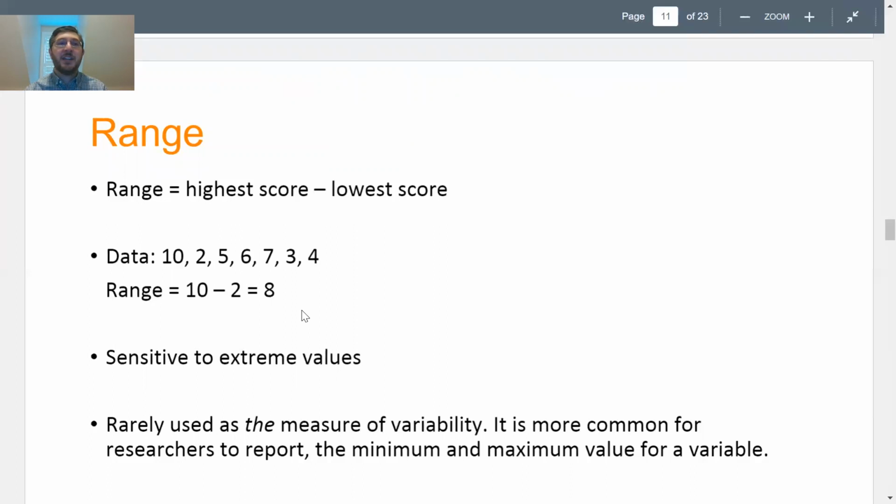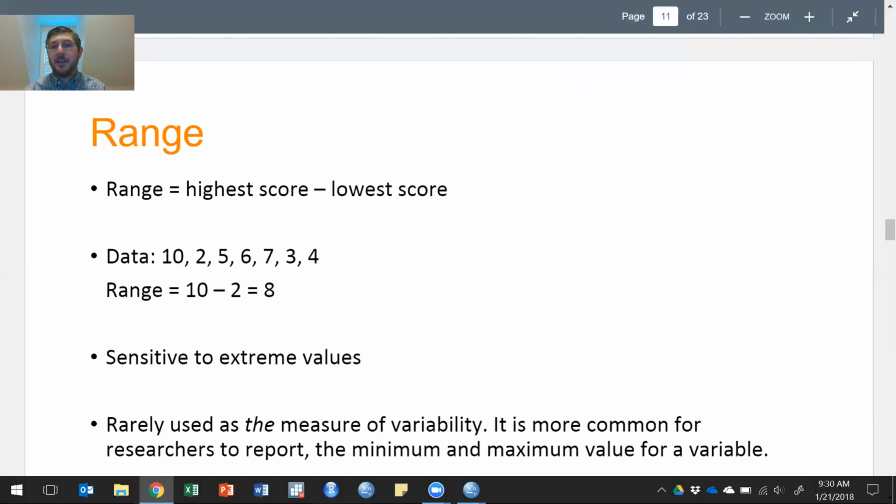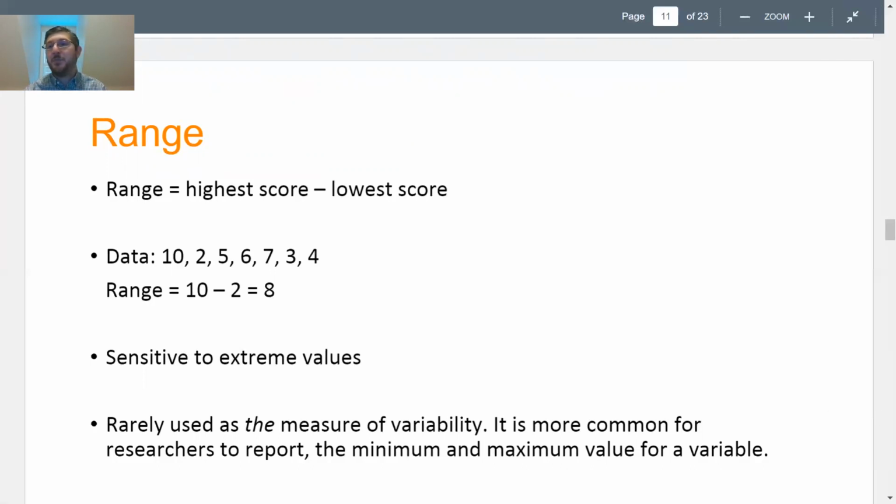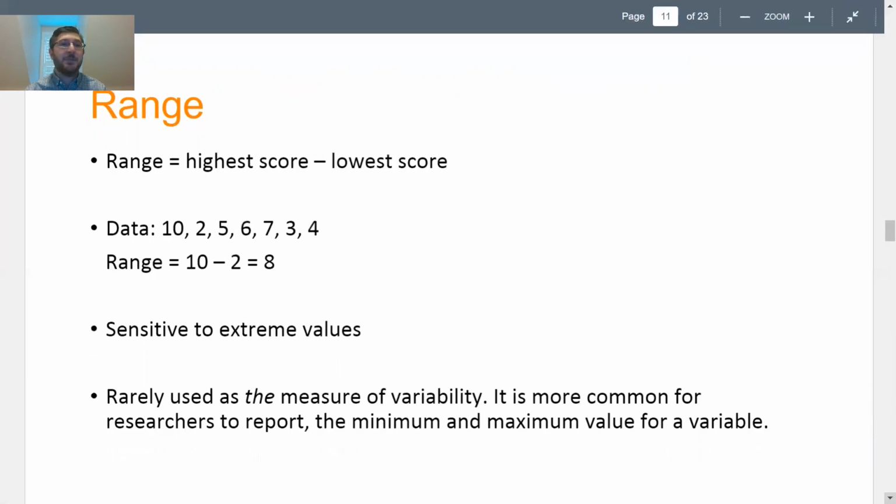You don't see the range commonly used in practice. It's very sensitive to extreme outliers. And you'll mostly see people reporting, say, the minimum and maximum of the distribution, or the minimum and maximum score for each variable. You'll see that a lot more often than you'll actually see the range reported.